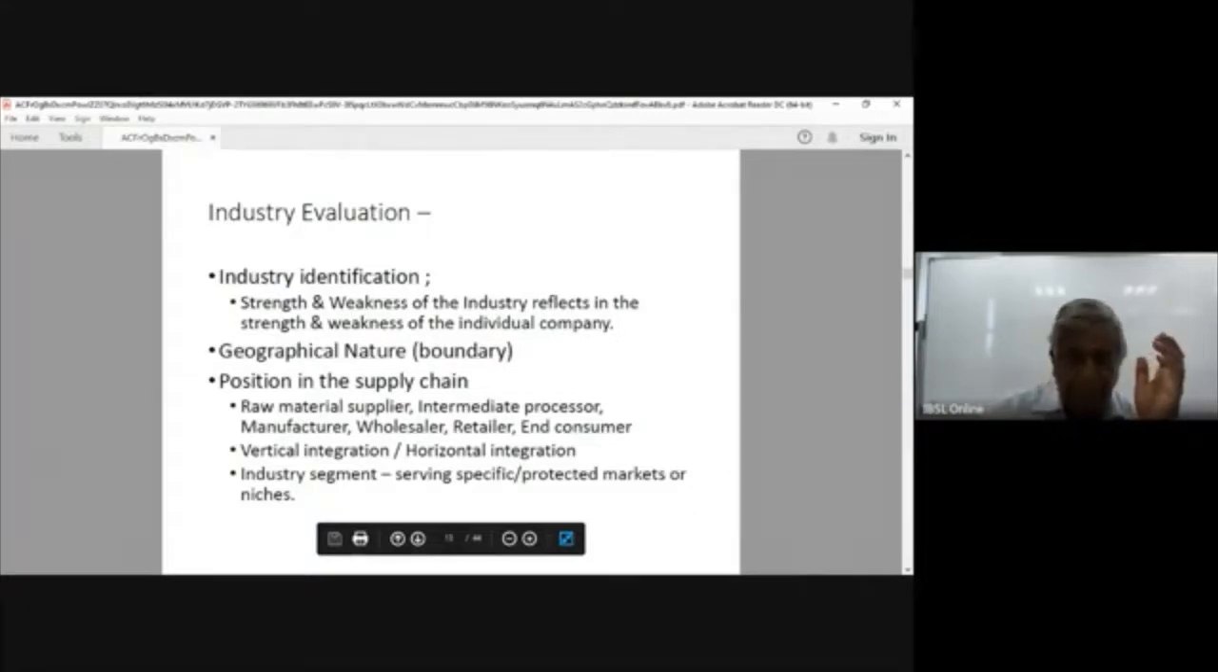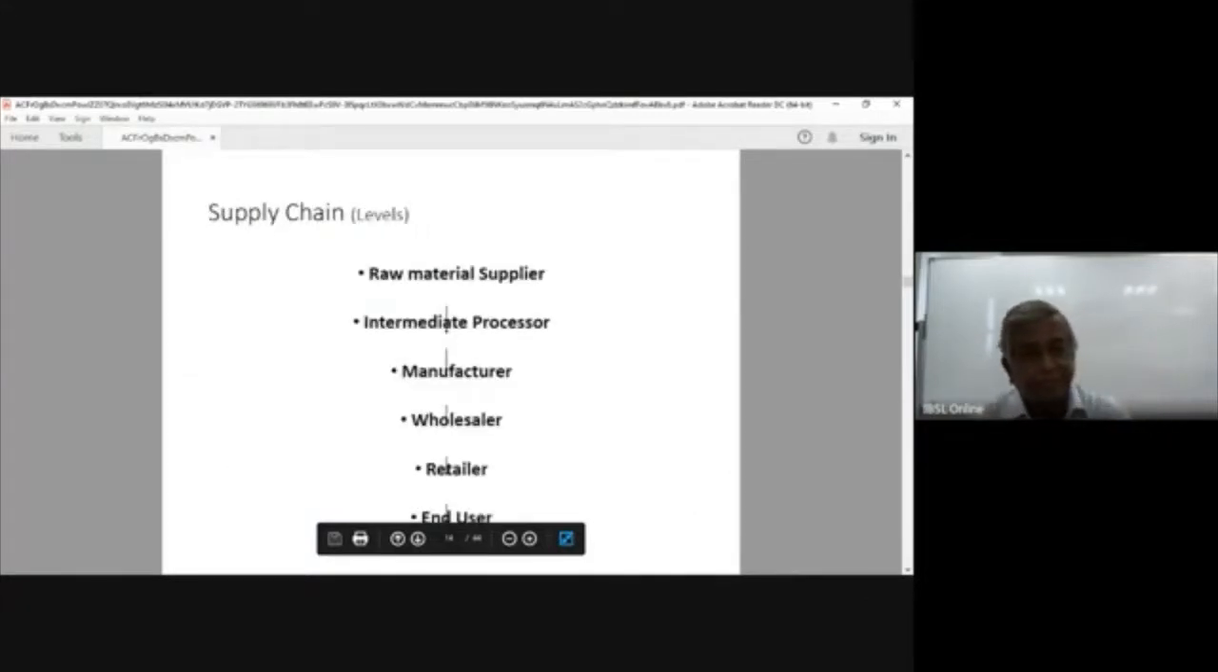What is that? We go to the next slide, you can see. Supply chain. So each industry will have its own supply chain. The supply chain starts from the raw material supplier. That is one level. Then the next level, intermediate processor. Then the next level, manufacturer. Then the next level, wholesaler. Then the next level, retailer. And finally, the end user.